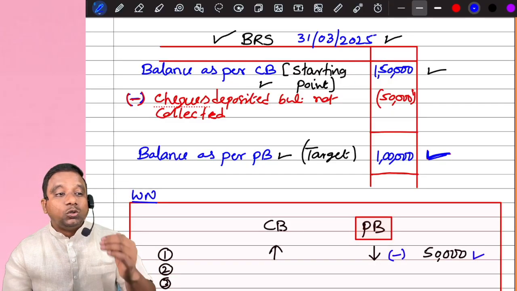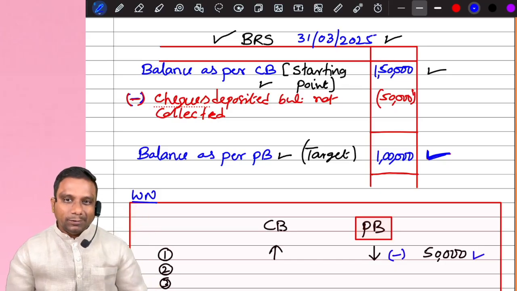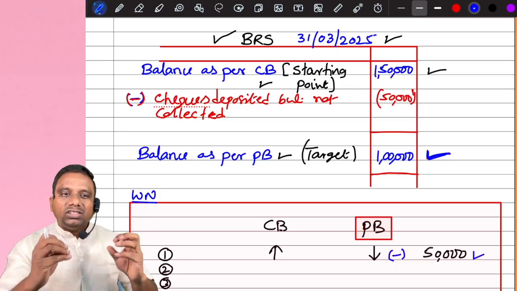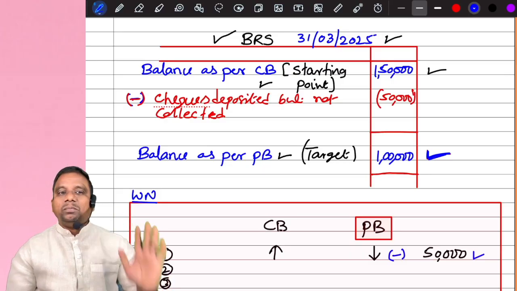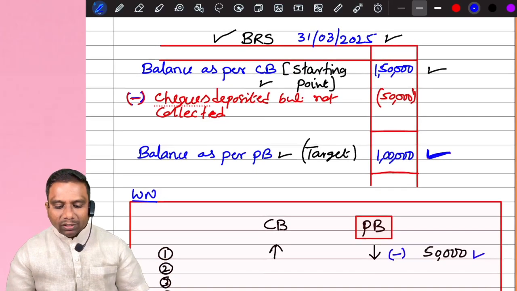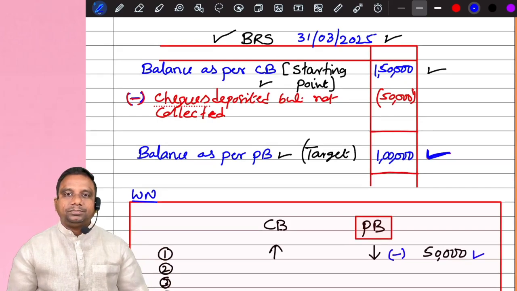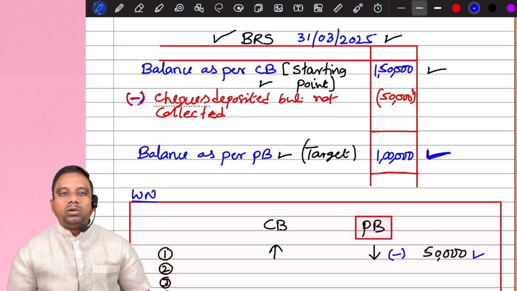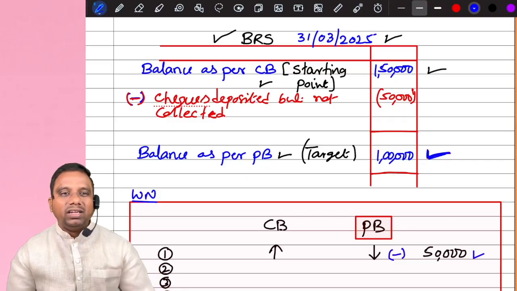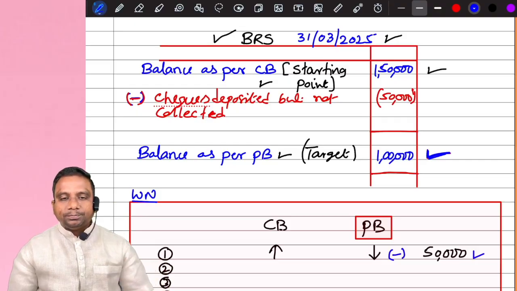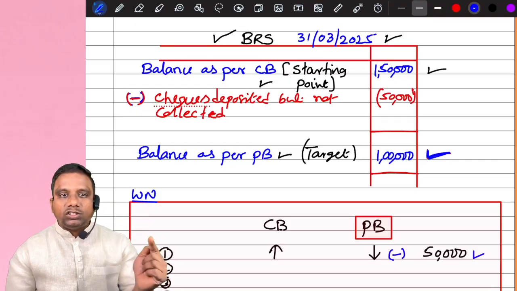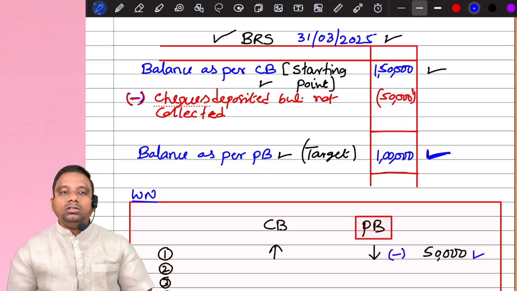For that purpose, you have to check the problem once again. Just check the problem within 1 minute. That's it. Our problem of BRS is completed. If you prepare the BRS like this, then however the problem is, it becomes very simple. Now, based on this concept and the theory which we have explained, we try to solve the problems.